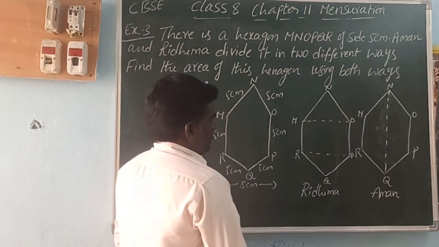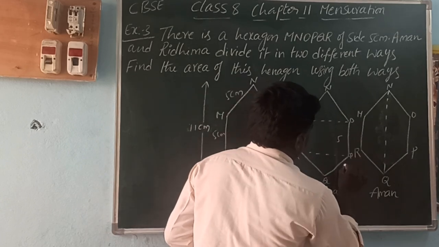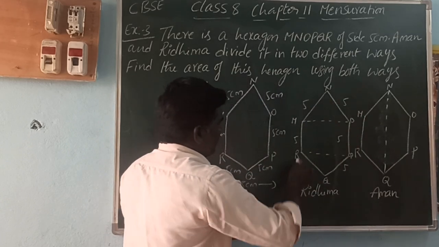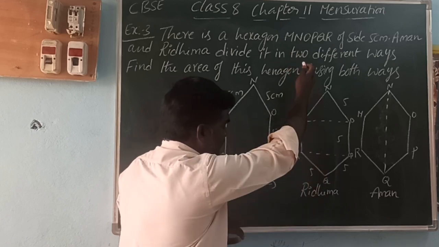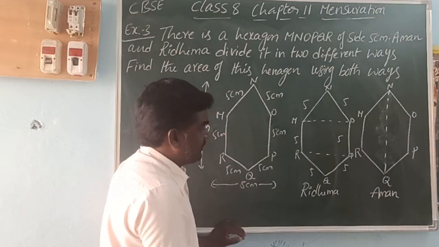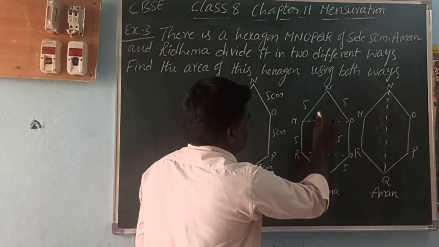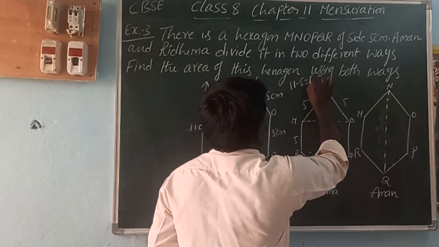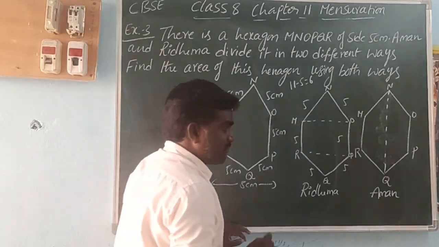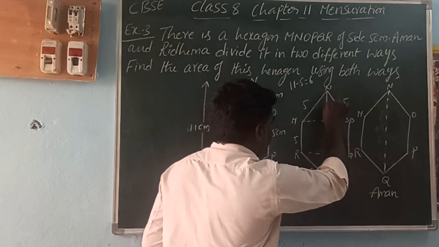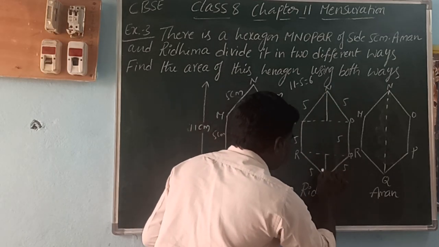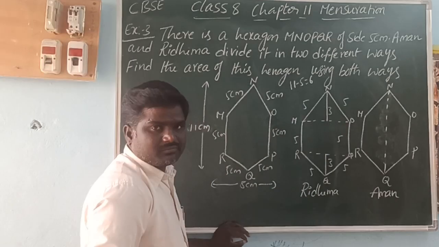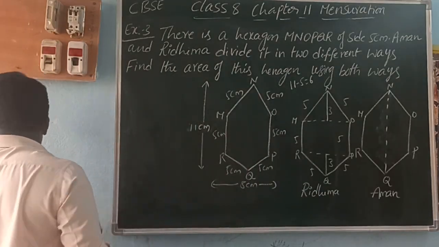So here this length is how much? 5. So the total length of the hexagon is how much? 11. In this 11, one part is 5. Then what is the remaining? 11 minus 5 is 6. So the 6 centimeters is divided into two parts: here 3 centimeters, here 3 centimeters.